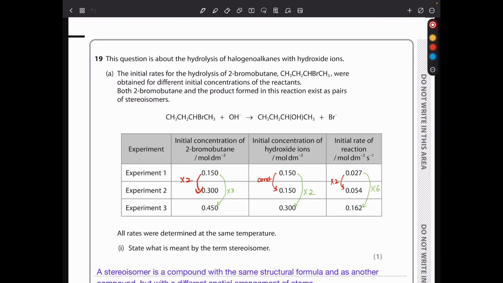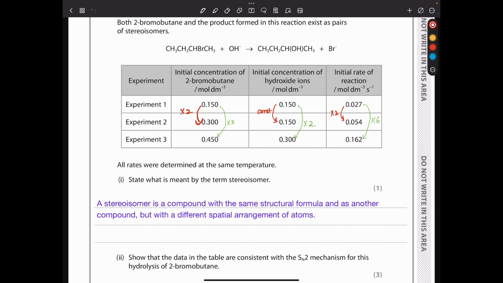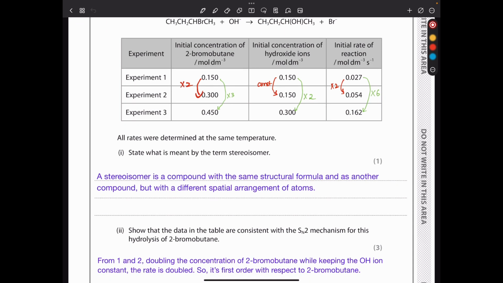In question 19, this question is about the hydrolysis of halogenoalkanes with hydroxide ions. The initial rates for the hydrolysis of 2-bromobutane were obtained for different initial concentrations of the reactants. Both 2-bromobutane and the product formed in this reaction exist as pairs of stereoisomers. So you can see the results here in the table. They say all the rates were determined at the same temperature.